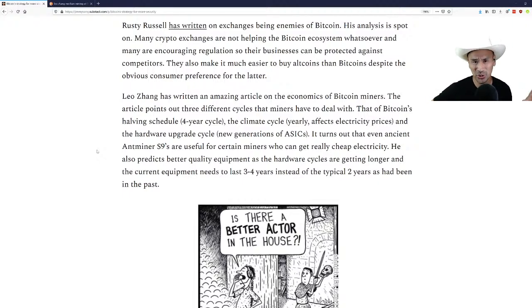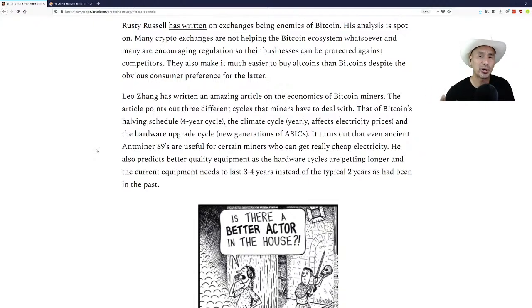It's also something really interesting with the climate cycle. It turns out that the climate cycle affects electricity price quite a bit. This makes sense since a lot of the electricity that miners use comes from hydroelectric dams, and those during rainy season can generate way more electricity than during a drought. So there's a climate cycle, usually yearly, that they have to adapt to.